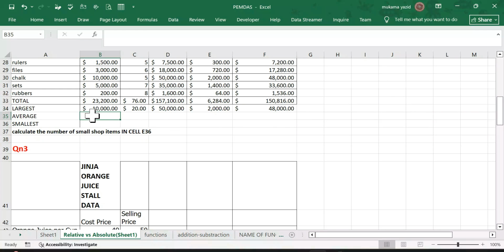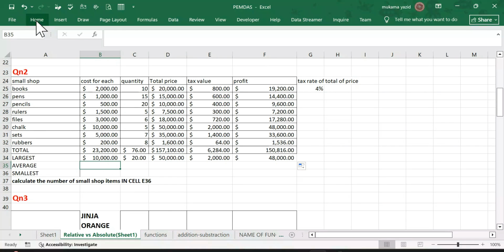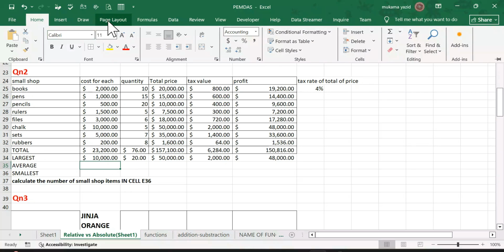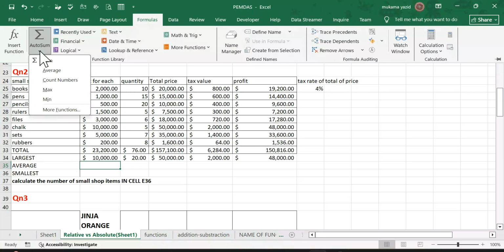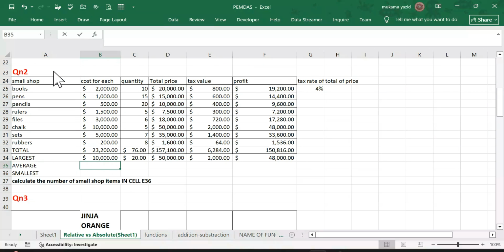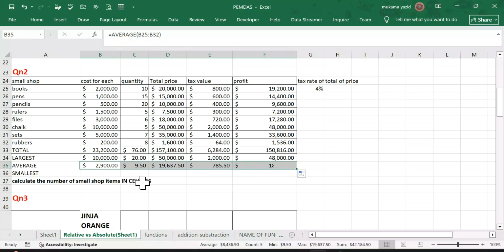So here, average. We come to our autofill formula, autofill average. We go for average. We don't want to include this one, so we deselect the total. We only select what we want. So we press enter, then we autofill the rest of the answers.